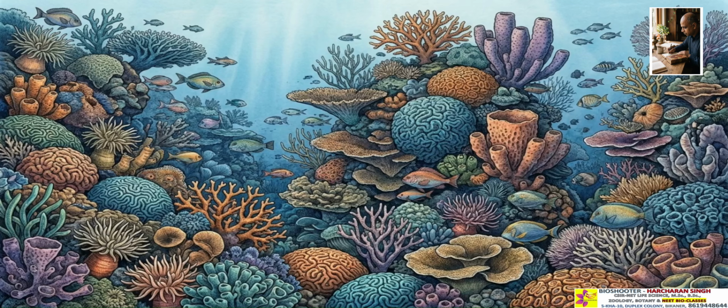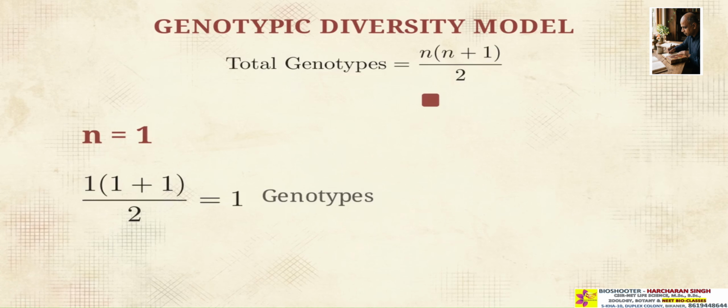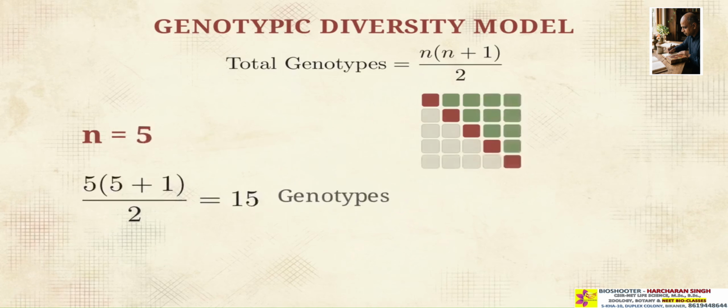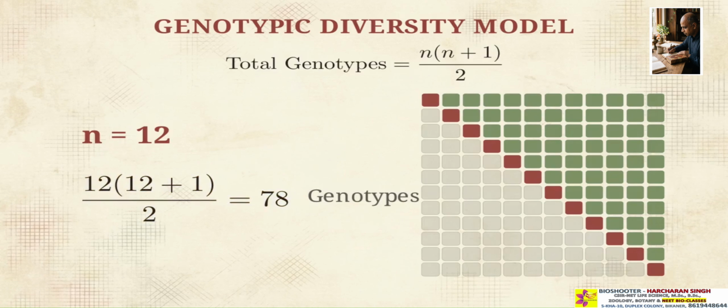High levels of genetic polymorphism are not random occurrences. They are mathematically stabilized biological configurations. Population genetics allows us to quantify these evolutionary forces and predict how they change over time. To calculate the number of distinct genotypes possible for a gene with multiple alleles, we use the formula total genotypes equals n multiplied by n plus 1, all divided by 2.